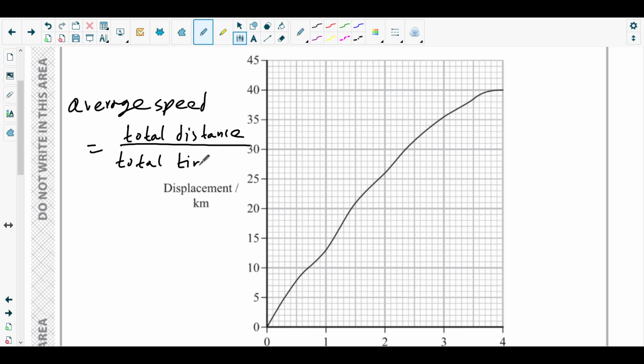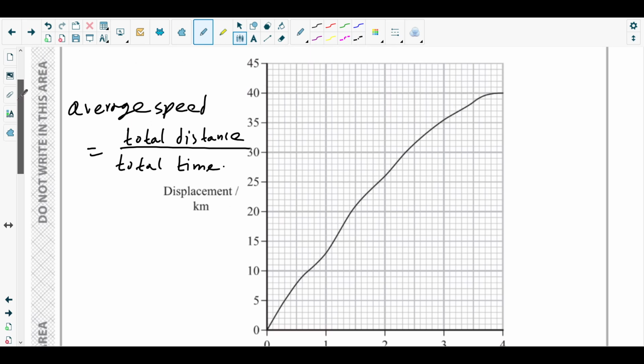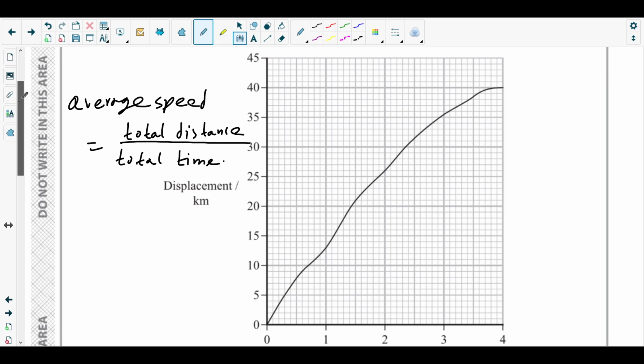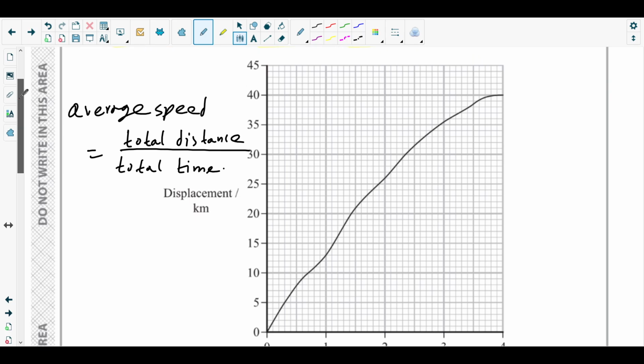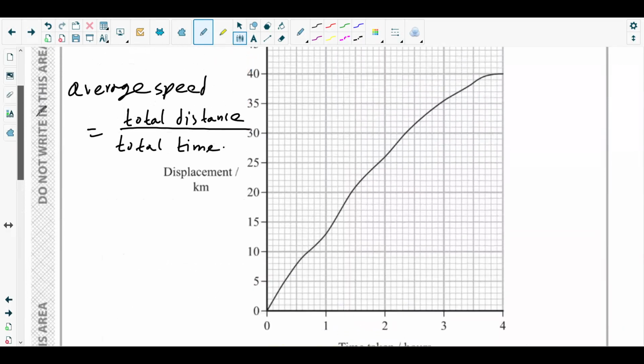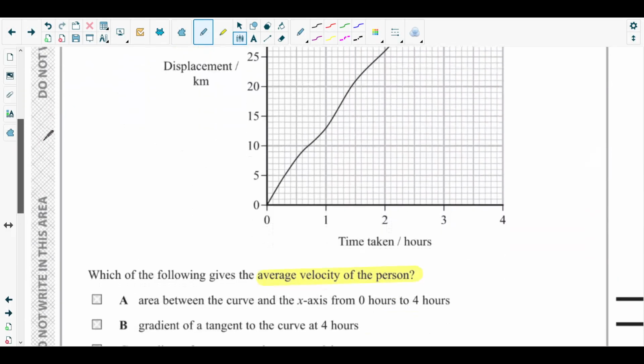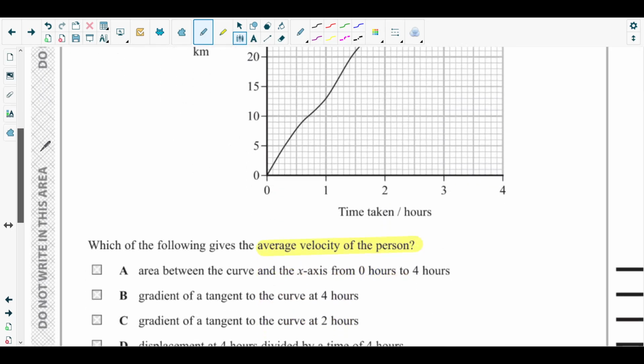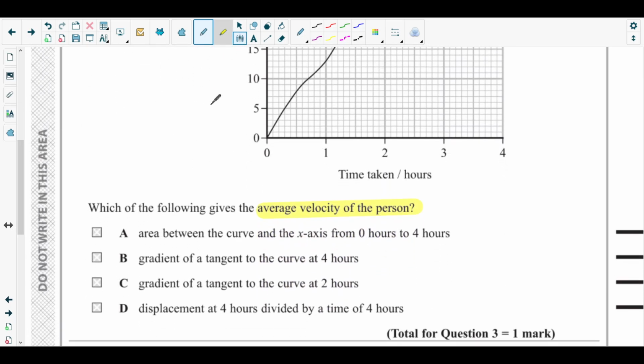So for finding average velocity, velocity is a vector quantity. In that case, it will be total displacement over the total time taken. Total displacement is 40. They didn't ask for the value; we just need to say which of the following gives the average velocity. Option A is the area between the curve and the x-axis from 0 hours to 4 hours. No, we don't need the area.